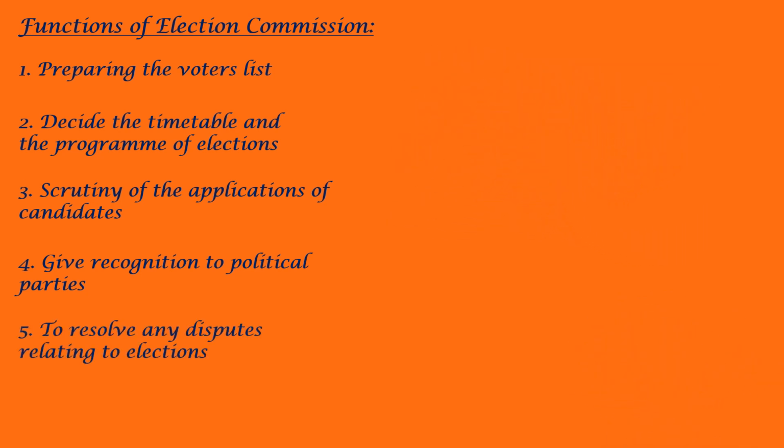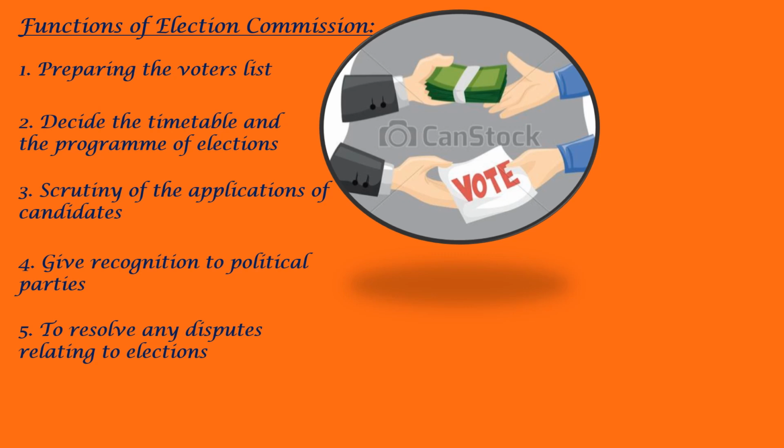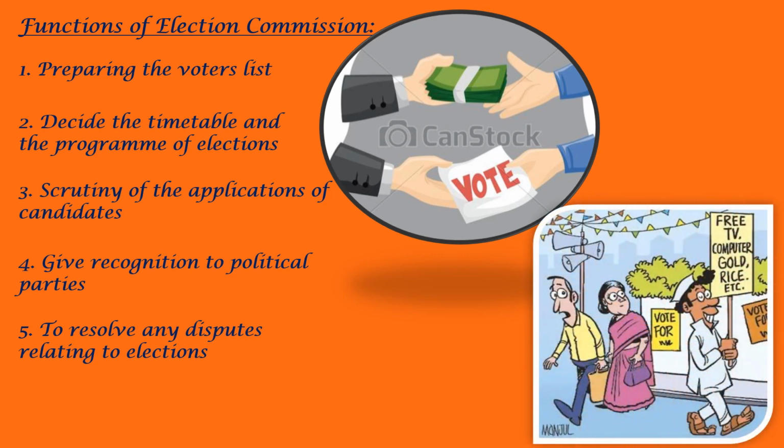Next, to resolve any disputes relating to elections. Sometimes there may be complaints of unfair practices during elections. Maybe bribing the voters or appealing for votes on the basis of religion, which is not allowed in the country. These are all malpractices which can happen, and they are checked by the Election Commission. They conduct independent inquiries in this regard. They have the power to overthrow any candidate if any dispute arises.